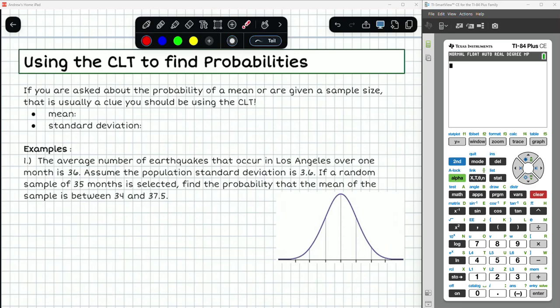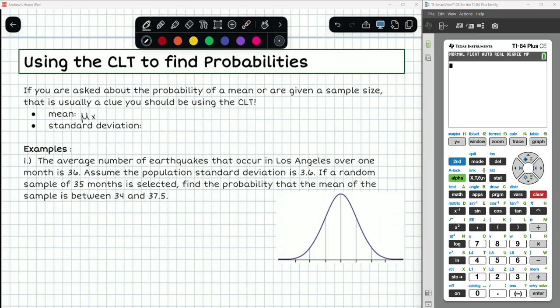In this video we're going to do some practice using the central limit theorem to find probabilities. A good clue that this is a question that involves the central limit theorem is you are asked about the probability of a mean instead of the probability of an individual, or if you're given a sample size. Either one of those is usually a good clue that we're working with the central limit theorem. And in that case, you're working with a sampling distribution.